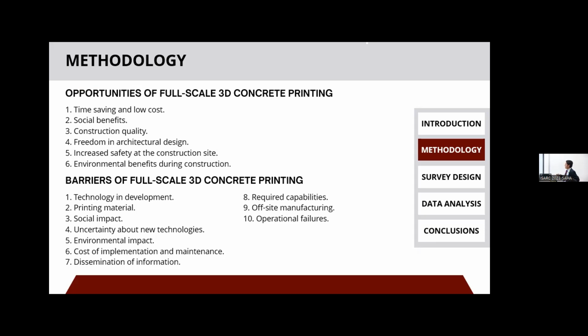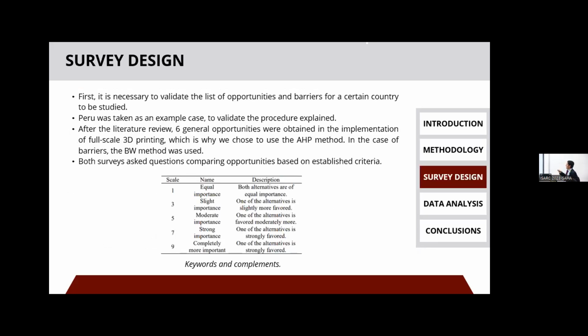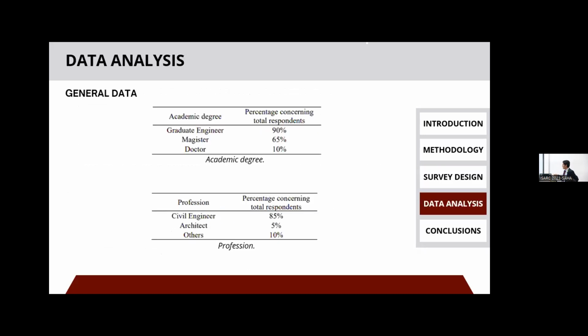And operational failures. Well, as I mentioned, we used the AHP method and the Best-Worst method, and we established some criteria: equal importance, slight importance, moderate importance, strong importance, and completely more important. As a result, we got general data. The 20 professionals are engineers, magisters, doctors, civil engineers, architects, and others. Others means industrial engineering and mechanical engineering.